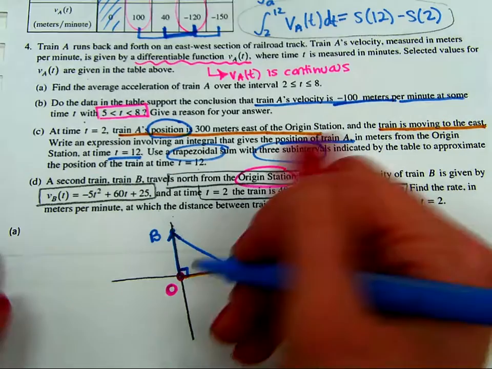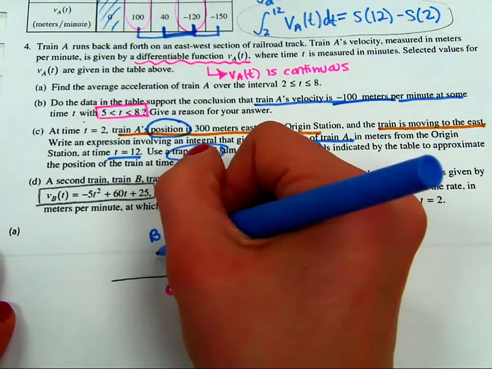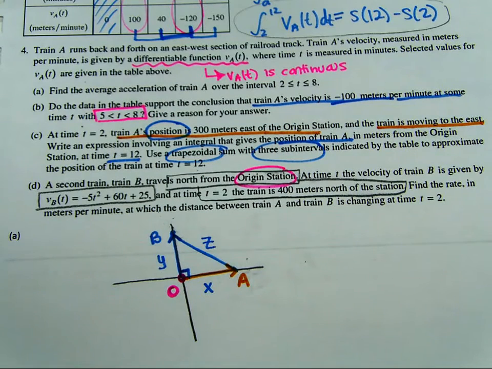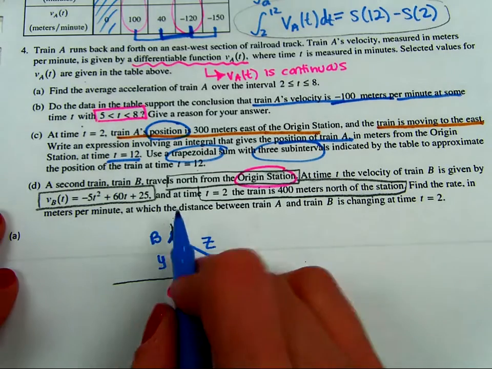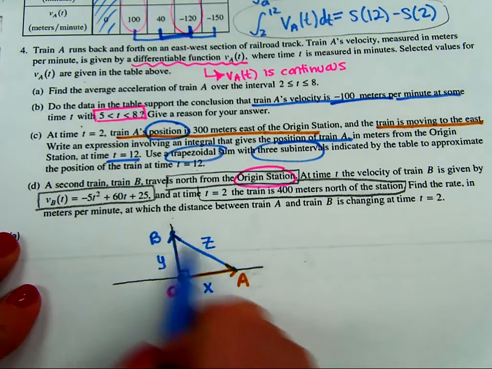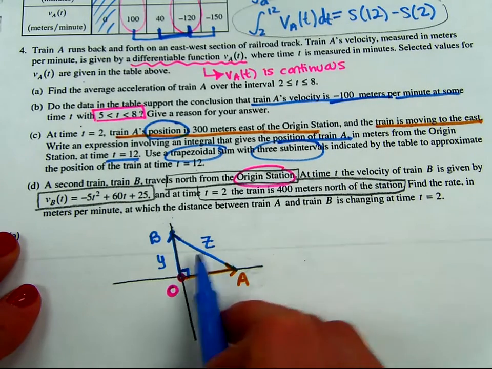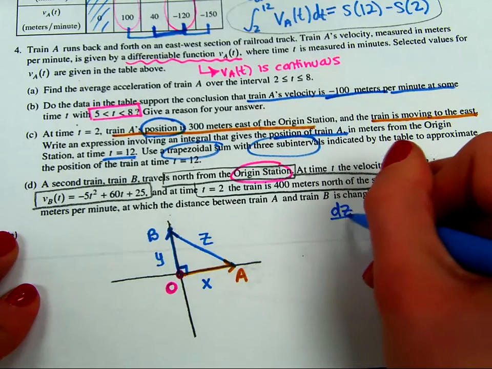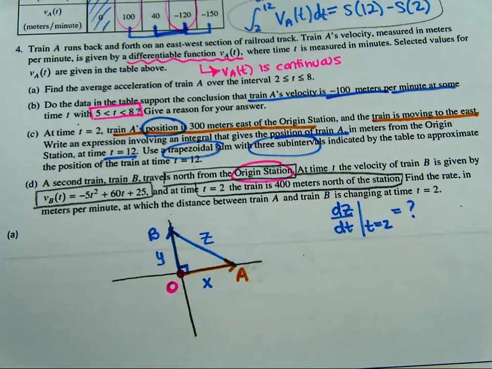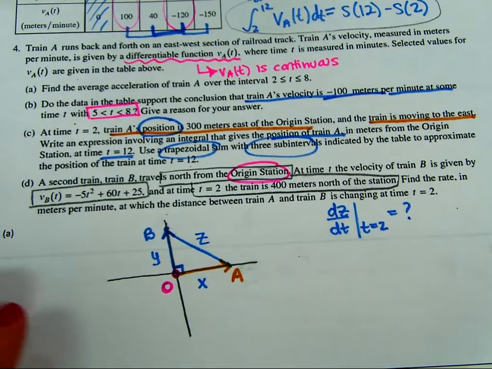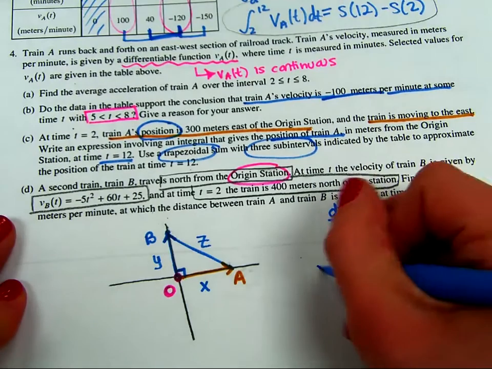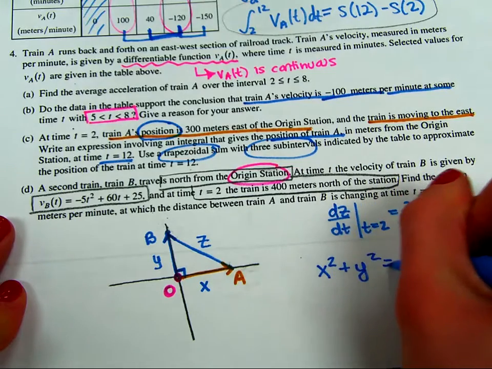Usually the horizontal we label X, the vertical we label Y, the hypotenuse we label Z. You could also call it A, B, and C, either way. But we're looking for the distance between train A and B, that's Z. How is that changing at time t equals 2? If that length is z, we're looking for dz/dt when t equals 2. That's what we're trying to figure out. All right, the formula that relates x, y, and z is Pythagorean theorem, right? a squared plus b squared equals c squared. If we set that up, x squared plus y squared equals z squared.